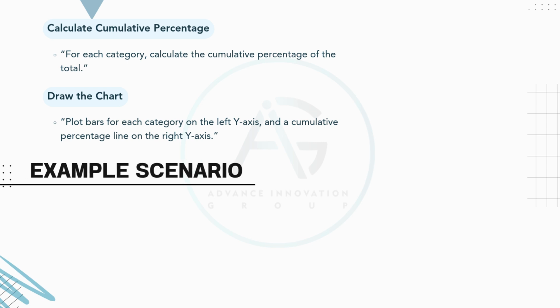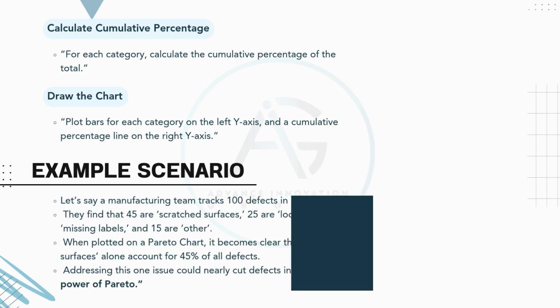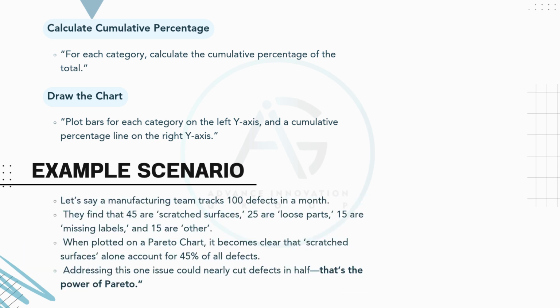Example scenario. Let's say a manufacturing team tracks 100 defects in a month. They find that 45 are scratched surfaces, 25 are loose parts, 15 are missing labels, and 15 are other. When plotted on a Pareto chart, it becomes clear that scratched surfaces alone account for 45% of all defects. Addressing this one issue could nearly cut defects in half. That's the power of Pareto.